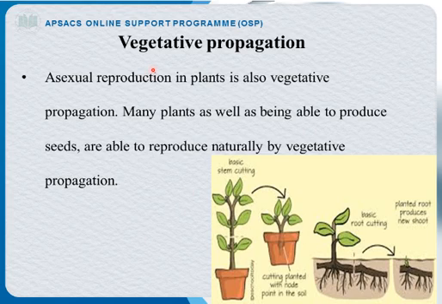Vegetative propagation. Asexual reproduction in plants is also called vegetative propagation. Many plants, as well as being able to produce seed, are able to reproduce naturally by vegetative propagation. There are different ways of vegetative propagation. In the next slides, we will discuss what those ways are.